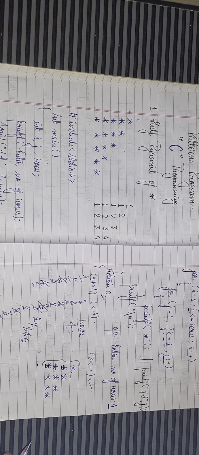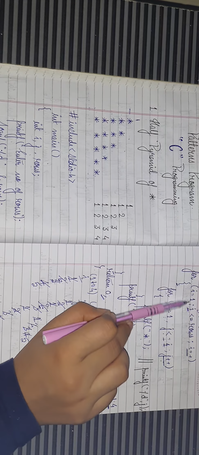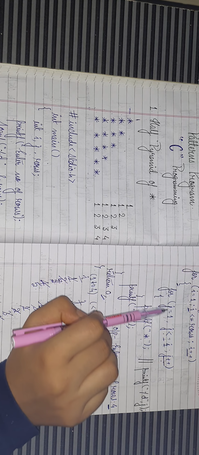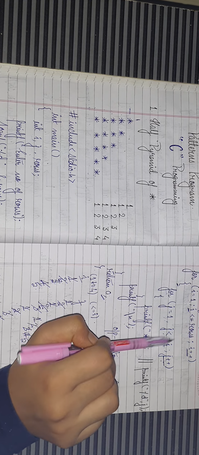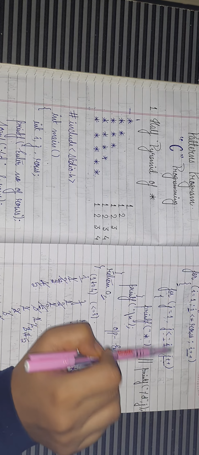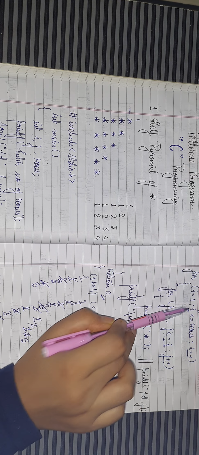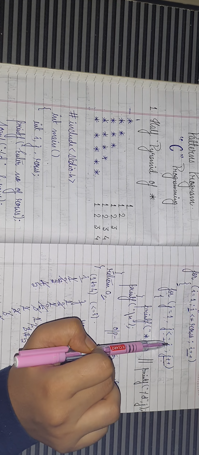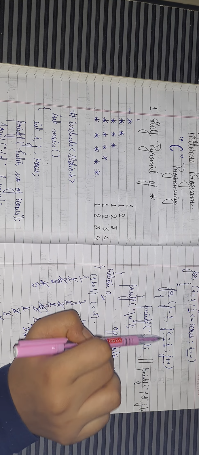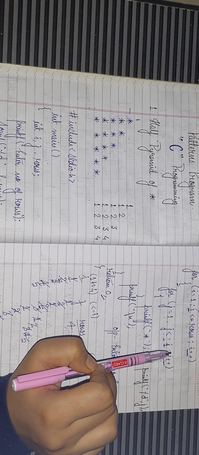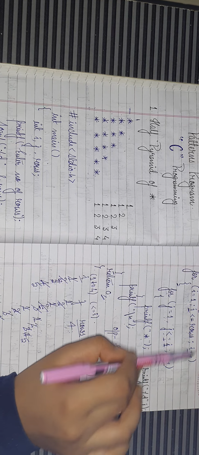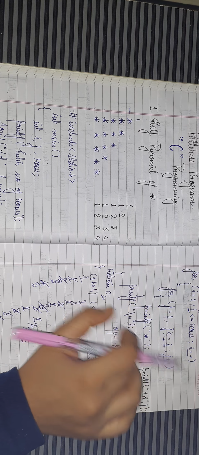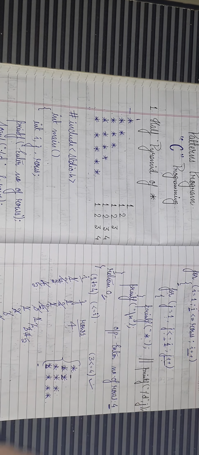Hope you understood that for each i we are printing this whole value until this condition is false. After this condition is false, again we are incrementing the i value, and again this whole j loop is executed until this j condition is false. After that we are incrementing i. For each value of i, the whole j loop is executing, right?